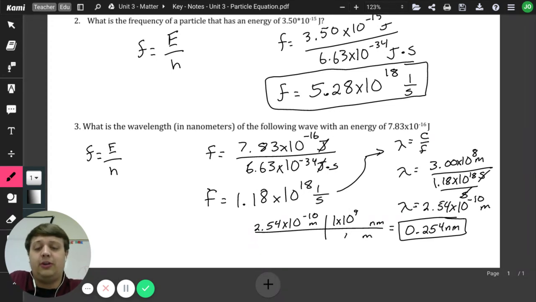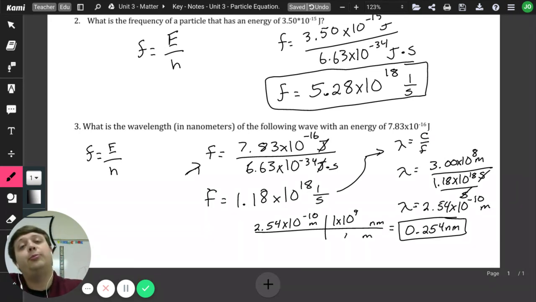And that's what I did with this first section right here. Then we found that that was 1.18 times 10 to the 18th as our frequency, 1 over s. Then I need to solve for wavelength. I know my formula for wavelength is wavelength equals the speed of light divided by frequency. So I did wavelength equals 3.00 times 10 to the 8th meters per second divided by my frequency, which I just solved for, which was 1.18 times 10 to the 18th, 1 over s.